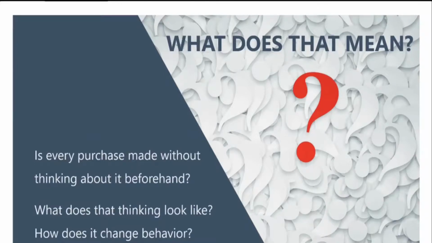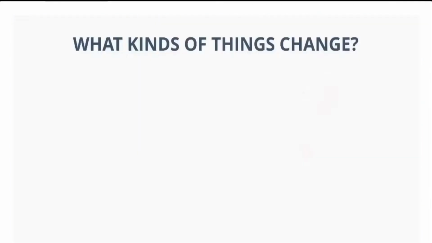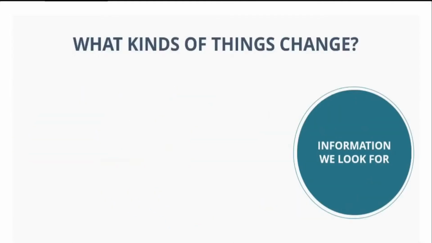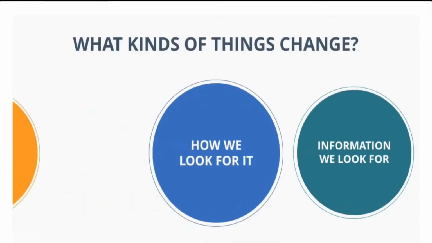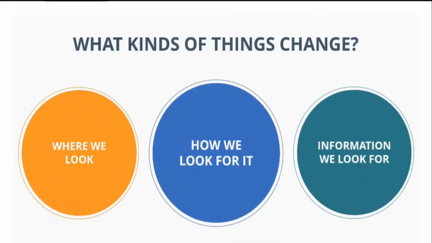So then the next thing to think about is, what does that thinking look like? And how does it change behavior? What kinds of things change? Well, firstly, information that we look for changes. How we look for it changes. And then where we look changes.